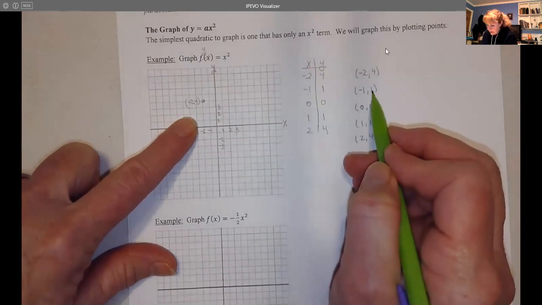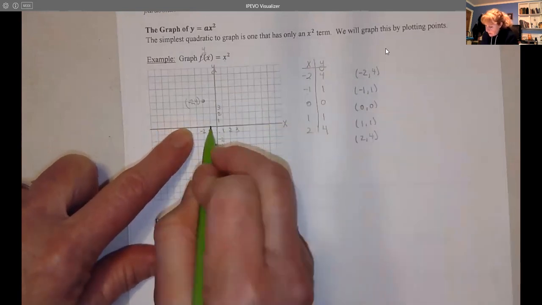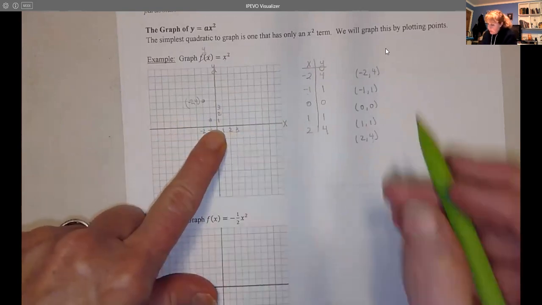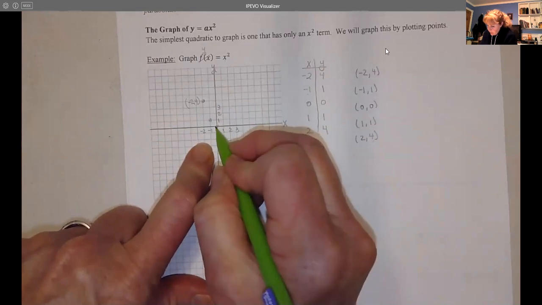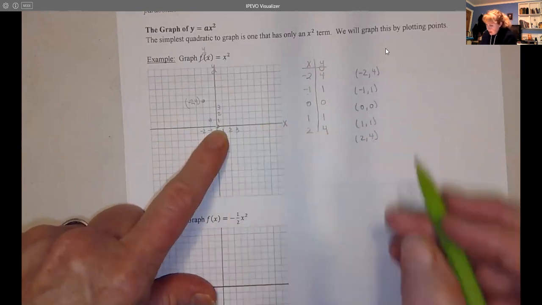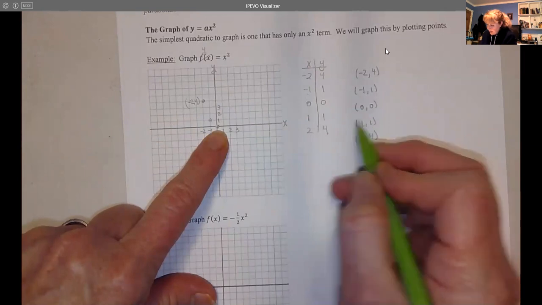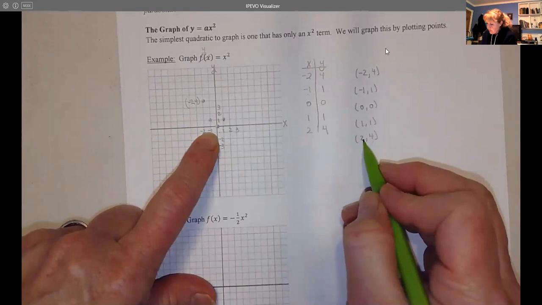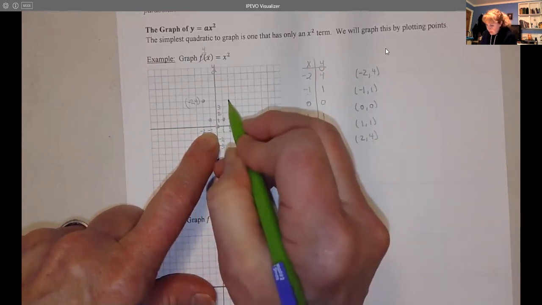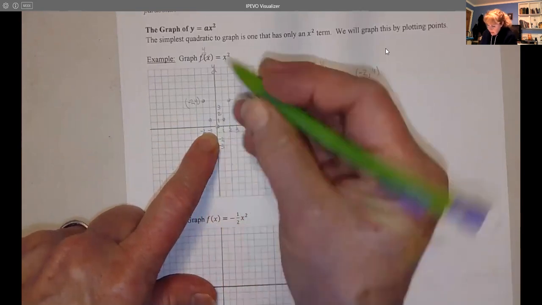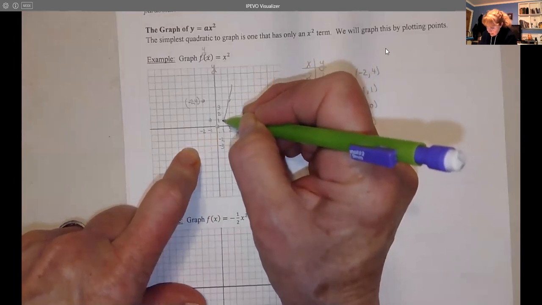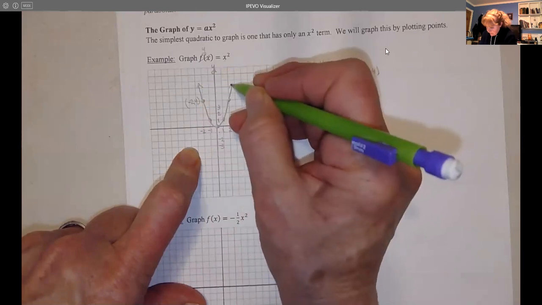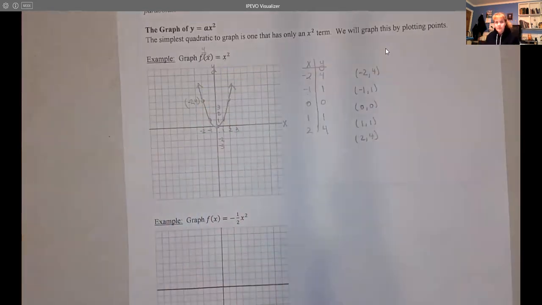-1, 1 is our next point. So we go to -1 on the x, 1. I'm not going to label that. Then we go to 0, 0, which is the origin. Then we go to 1, 1, over 1, up 1. And then we go to 2, 4, over 2 and up 4. And when we connect these up as best as possible, that's what we end up with for our parabola.